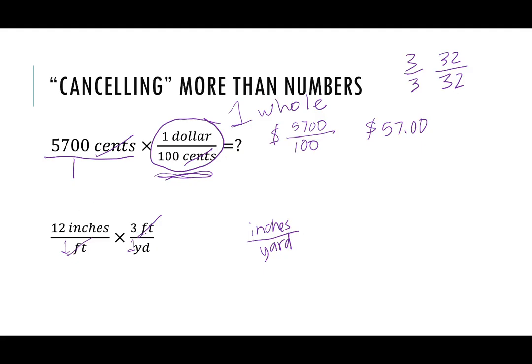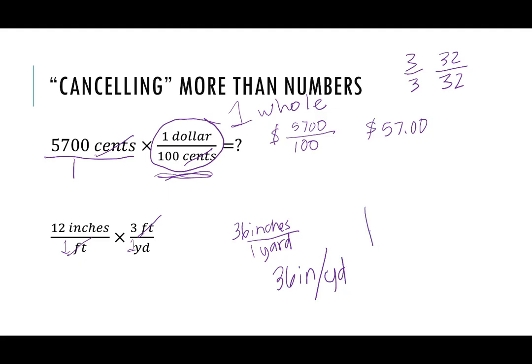12 inches times 3 is 36 inches. 1 foot times 1 yard. Well, the foot is gone. 1 times 1 is 1 yard. Or you can say 36 inches per 1 yard. 36 inches in 1 yard.